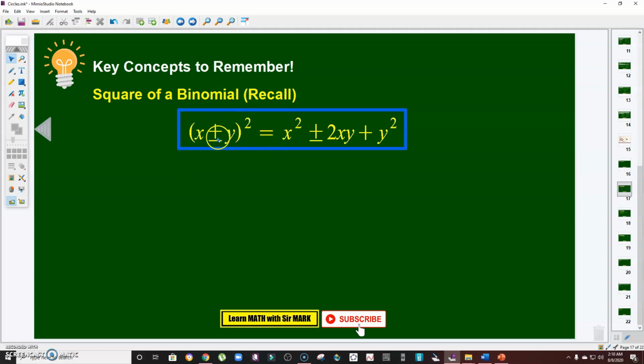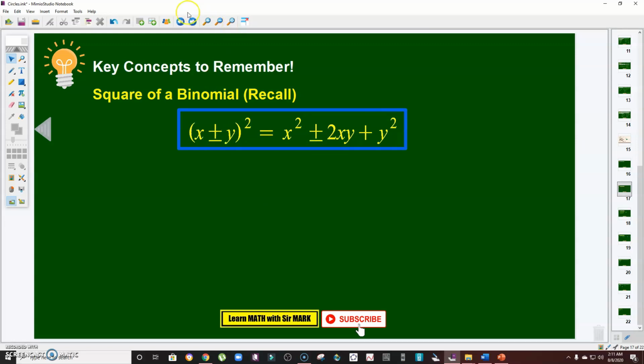Given a binomial, x plus y or x minus y, if you square it, the result will be a trinomial. To obtain the first term, all you have to do is square x, the first term of your binomial. Then, to get the middle term, multiply x and y, and then times 2. The 2 is a constant here. And lastly, to get the last term, square the second term of your binomial. Clear? If it's minus, the middle term is negative too.